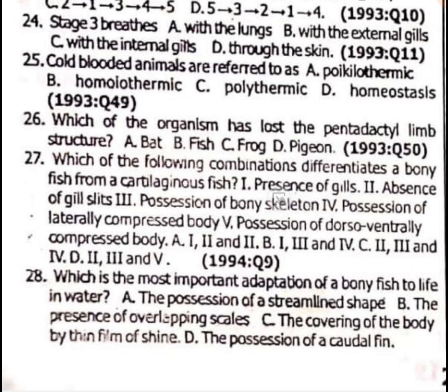Number 4, no gill cover. Cartilaginous fish do not have gill cover. Hence, they possess visible gill slits. Number 5, the mouth is ventral. Number 6, fertilization is internal. And number 7, they possess a dorsal-ventrally flattened body.